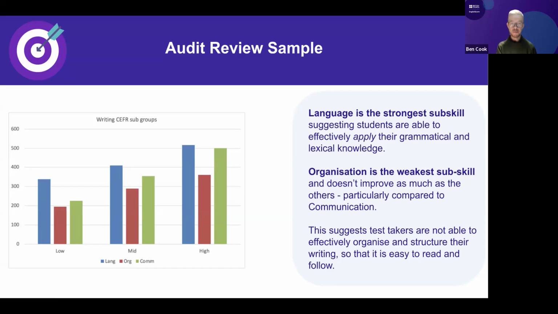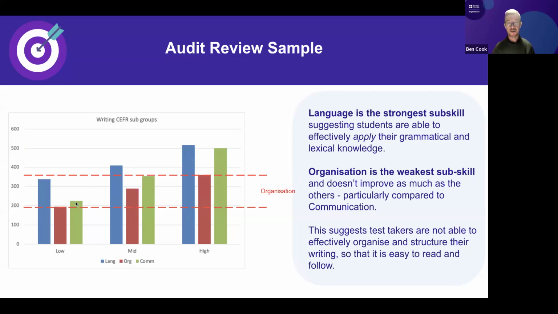And when we broke down the groups and the sub-skills, we could see a pattern where, for example, communication was improving. People started quite low, and then as they went through and improved their English, their communication score was improving, showing that the teaching was effective. Students were learning, improving their communication whilst they were writing. But we also found that organization, while it was improving, wasn't improving as much.